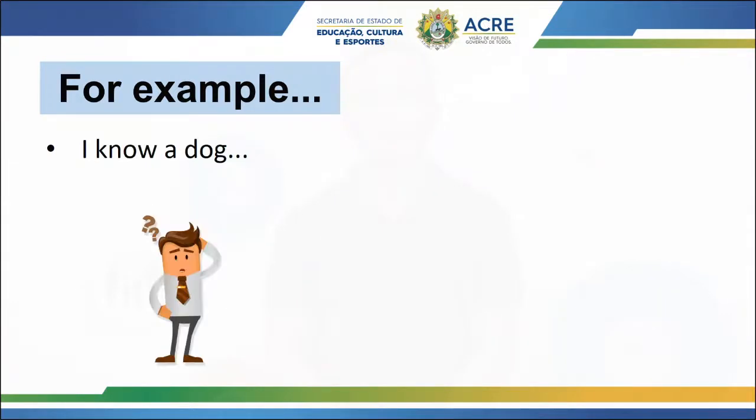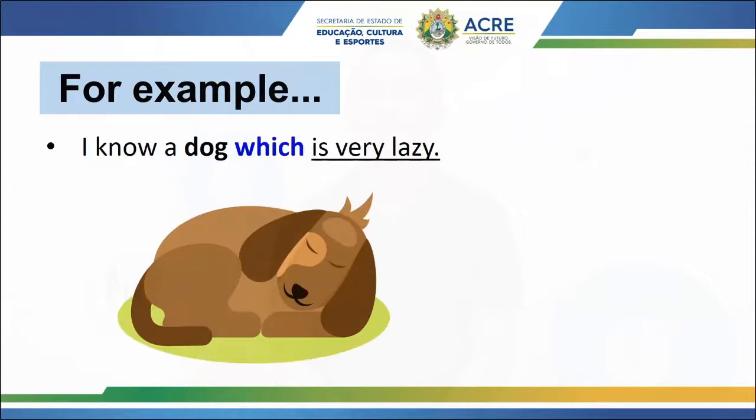One more example. Now we have the sentence, I know a dog, right? Let's give more information about it. I know a dog which is very lazy, right? So we have more information about our dog now, okay? And that's why we use relative clauses, okay?